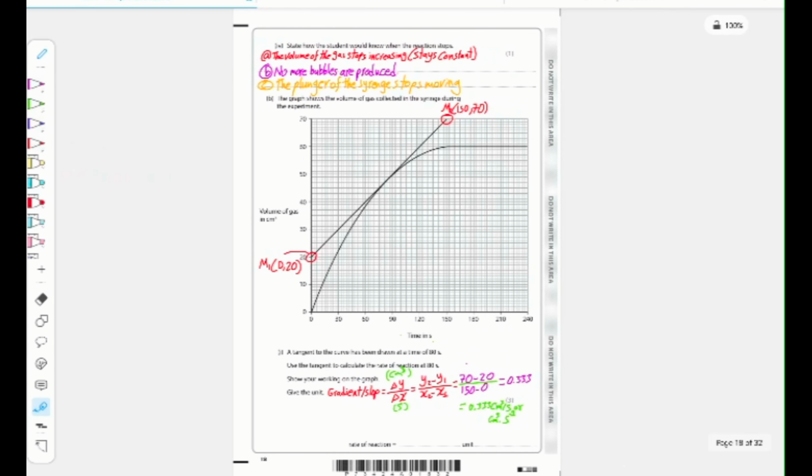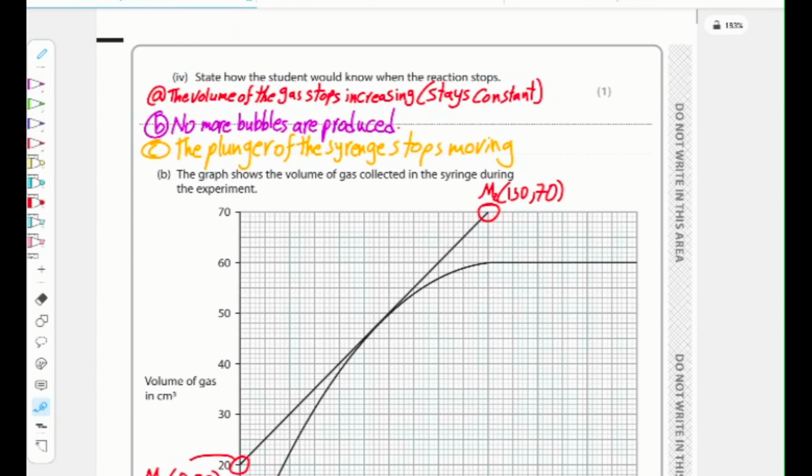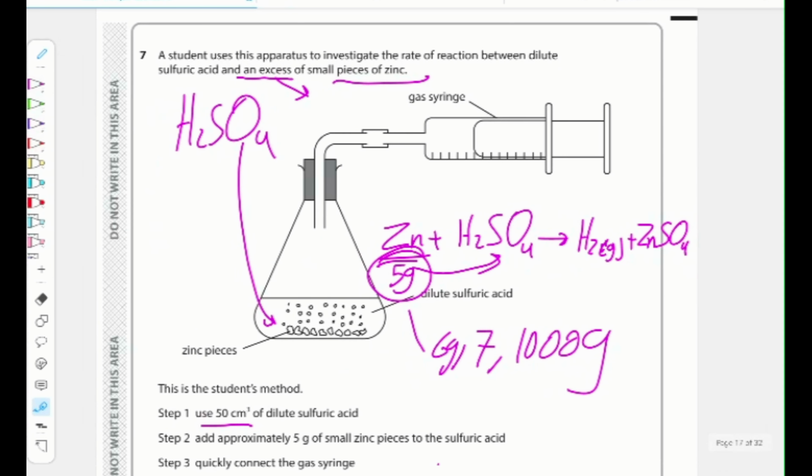Let's move to the other page. Question number 4. State how the student would know when the reaction stops. Of course, as long as the reaction is taking place, zinc is reacting with the H2SO4. This hydrogen gas is being produced, and of course ZnSO4. The problem is that this chemical is colorless and we cannot notice it.